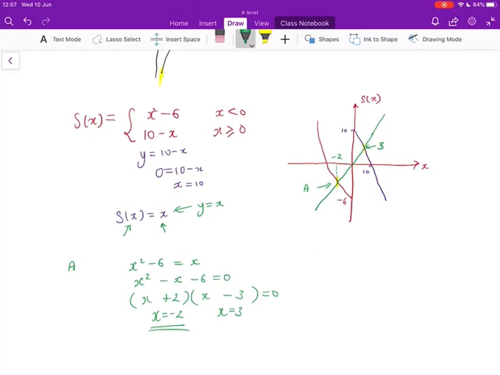And then this point, we also need to find point B. And that's where our straight line, which had equation 10 minus x, met the line y equals x. So that means 2x equals 10 and x equals 5 if we solve that one.